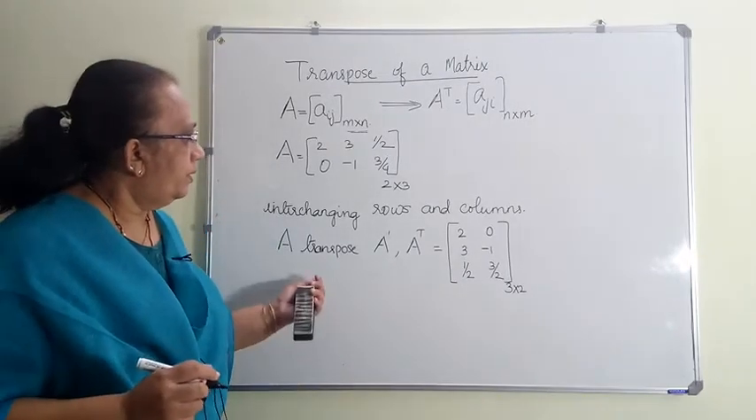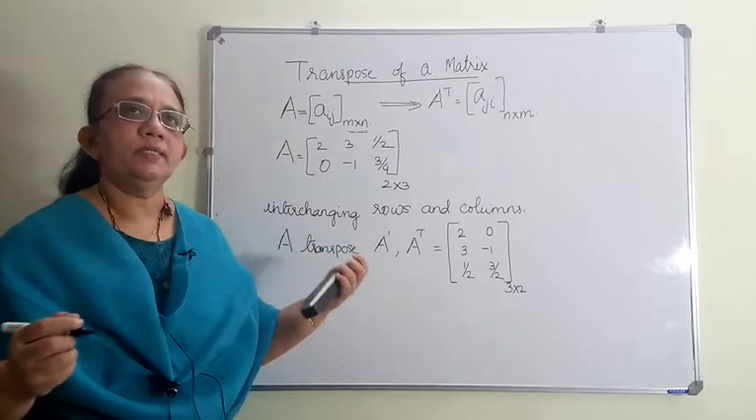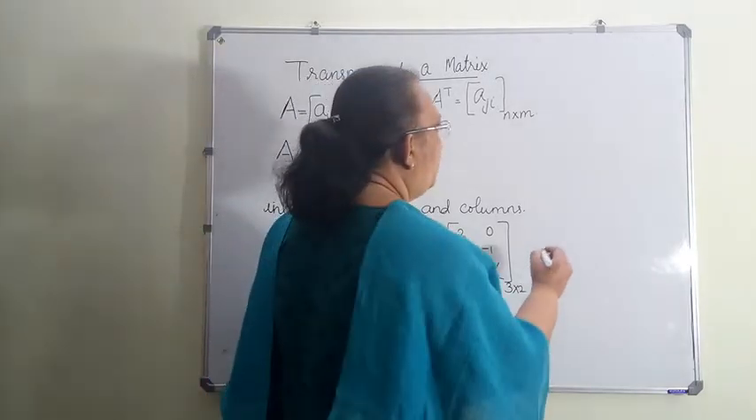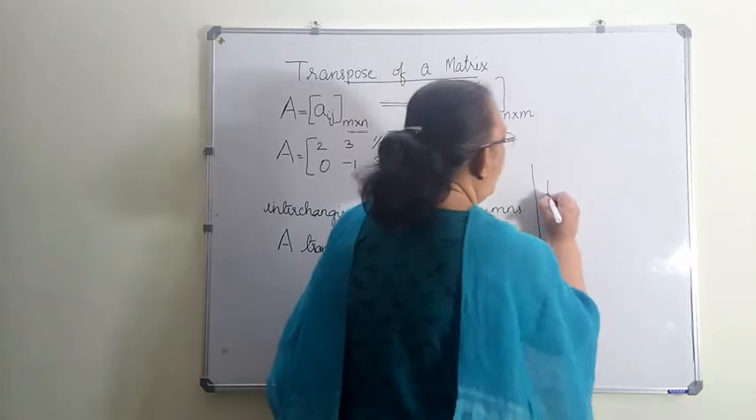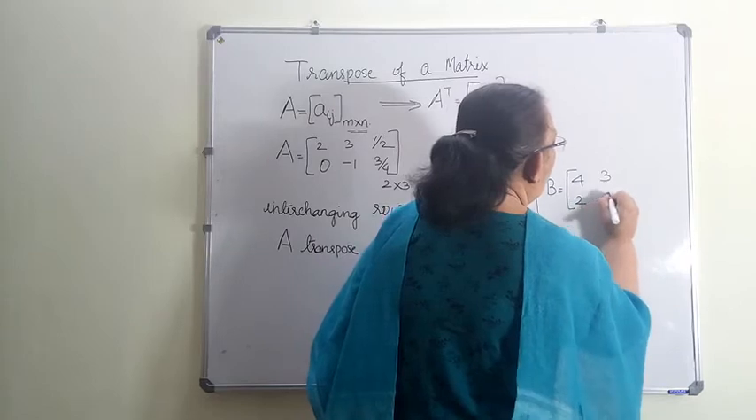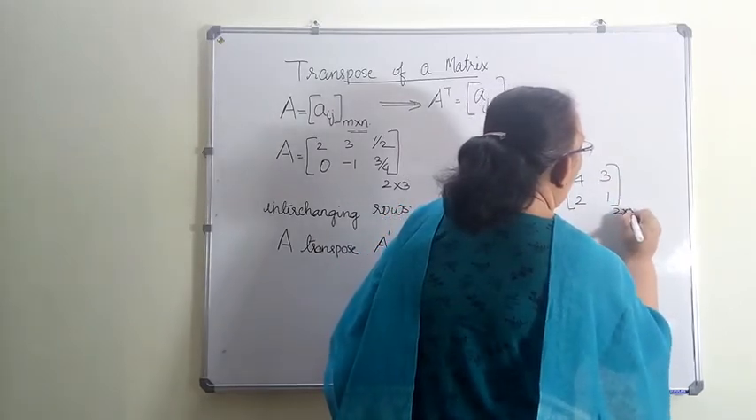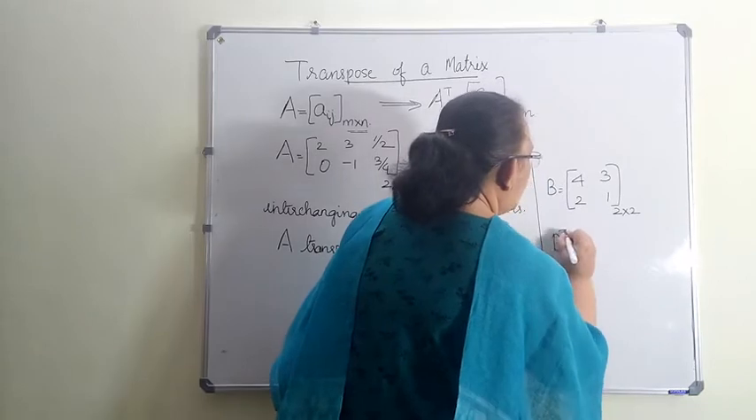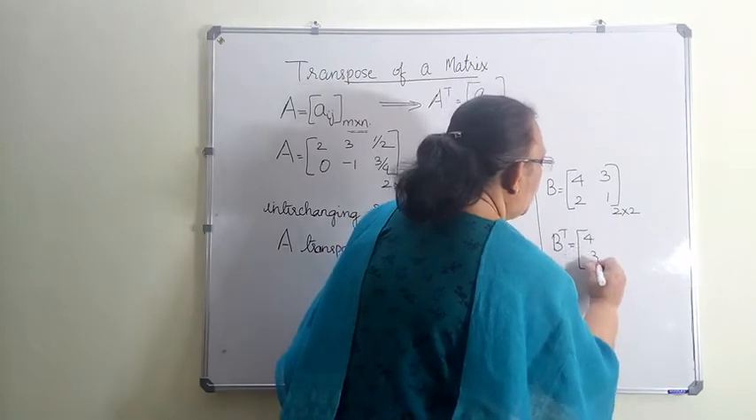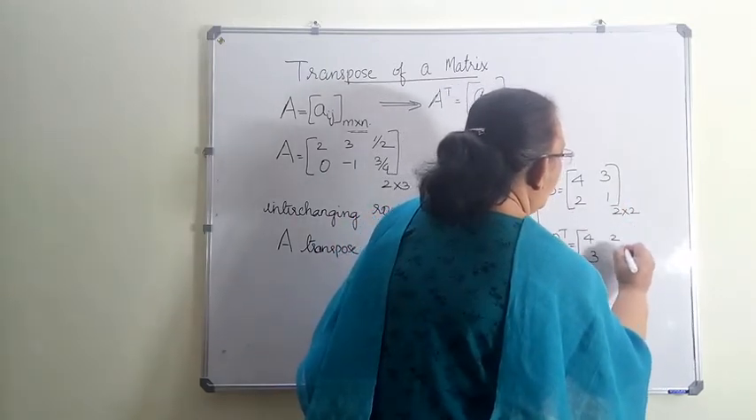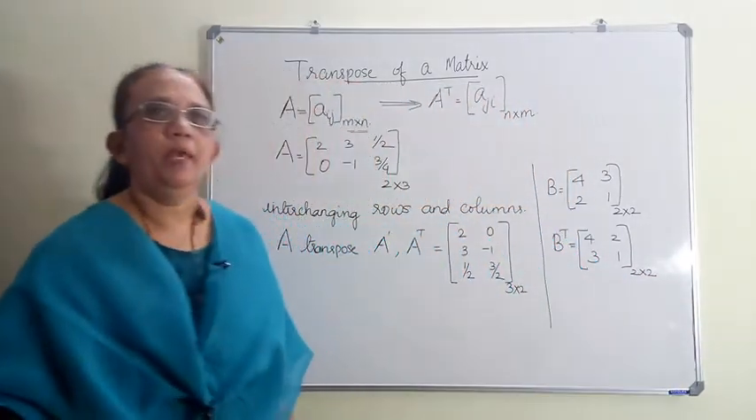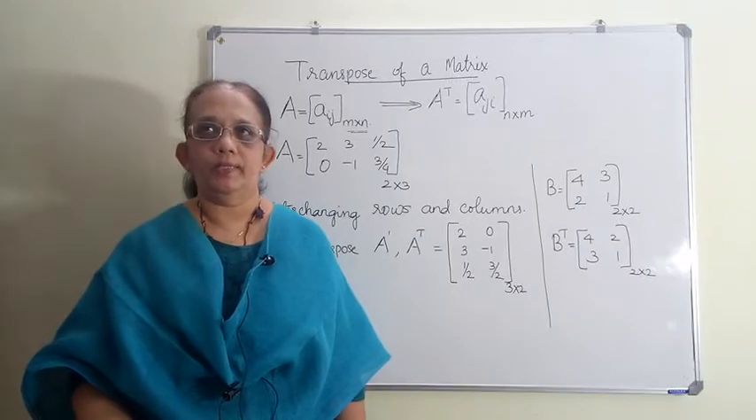Now, not only for rectangular matrices, this is applicable for square matrices also. Let us consider another example, B. B is equal to [4, 3; 2, 1]. It is of order 2 by 2. What will be B transpose? B transpose is equal to, first row becomes the first column, 4, 3. Second row becomes the second column. But here the order remains the same because it is a square matrix.